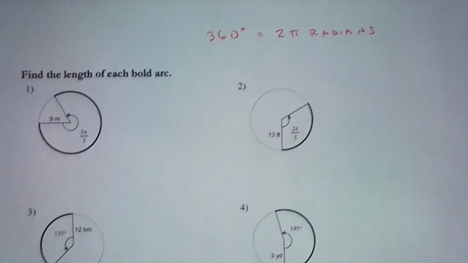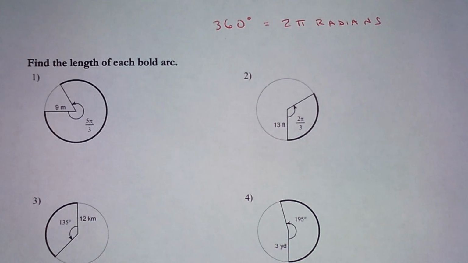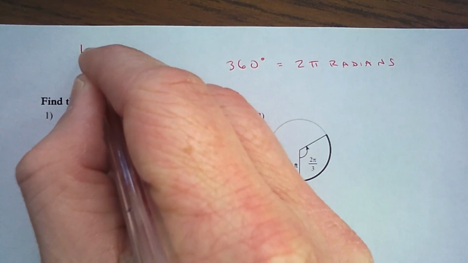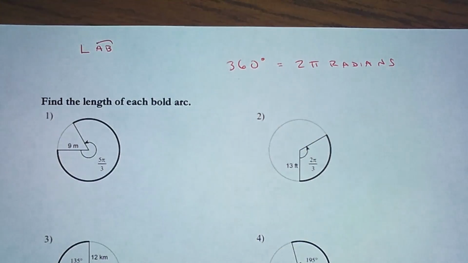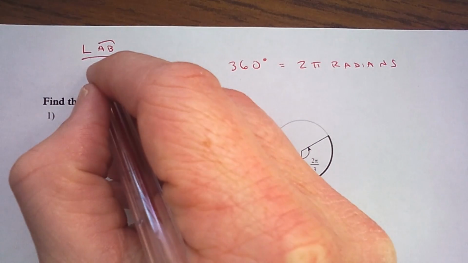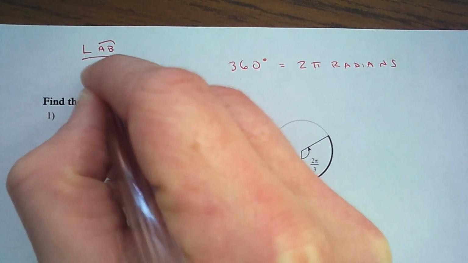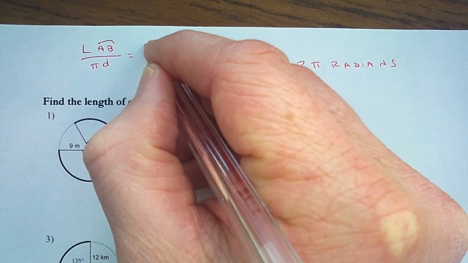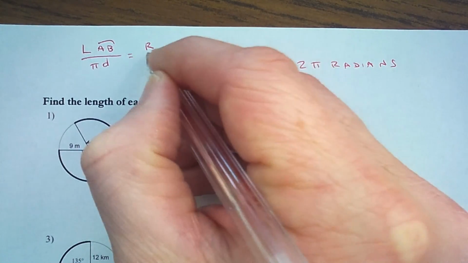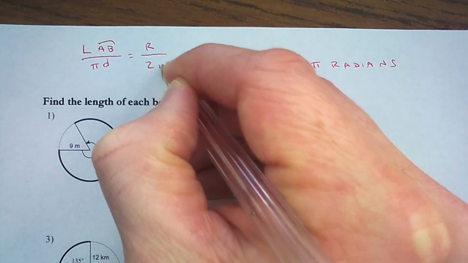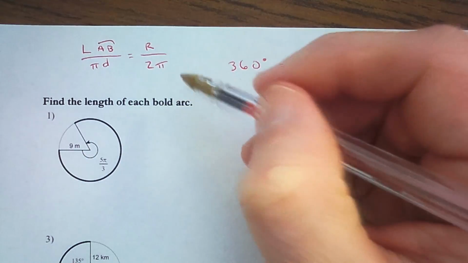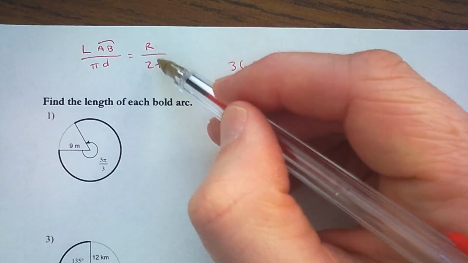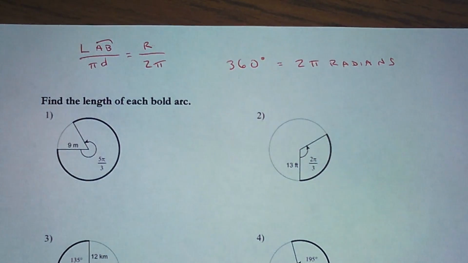When we find the length of an arc, we're going to use this formula: the length of arc AB is to the circumference of the circle, which is pi times diameter, as the measure of the arc, and I'll put an R here for radians, is to 2 pi. Previously when we did this, we put in the number of degrees over 360, but in radians, it's the radian measure over 2 pi.